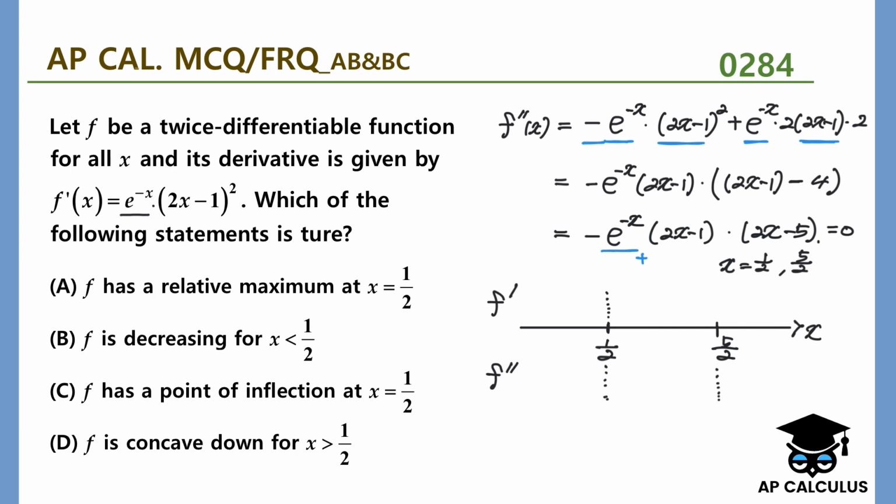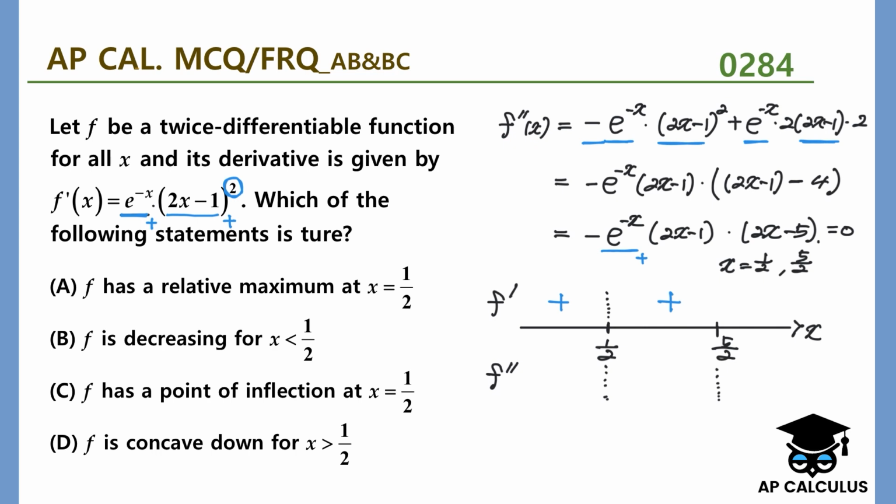So let's look at the first derivative test first. Here, the exponential is always positive, right? And this is (2x minus 1) squared. If we have a square, this is always positive, except for x equal to 1/2, of course. Does that make sense? So f prime is always positive here, right?